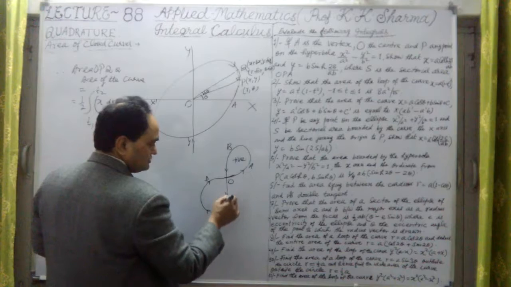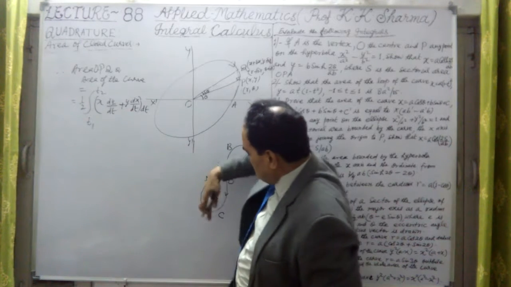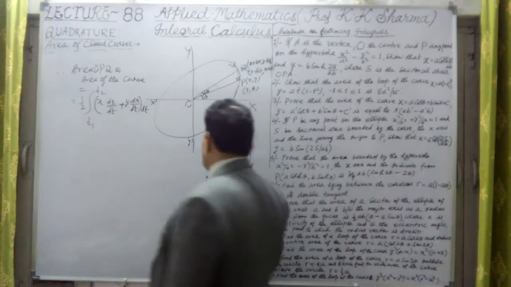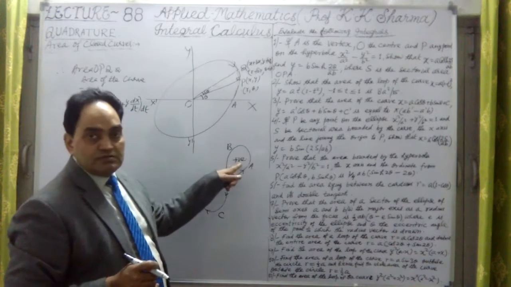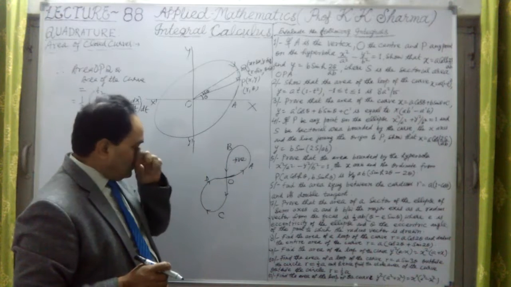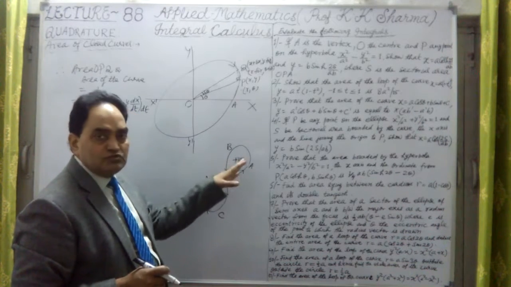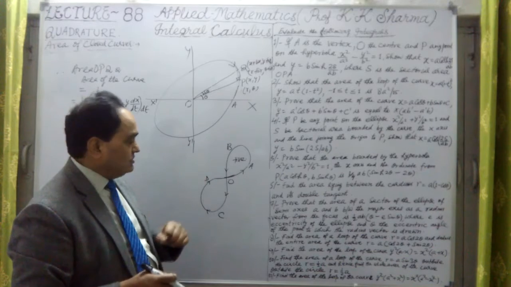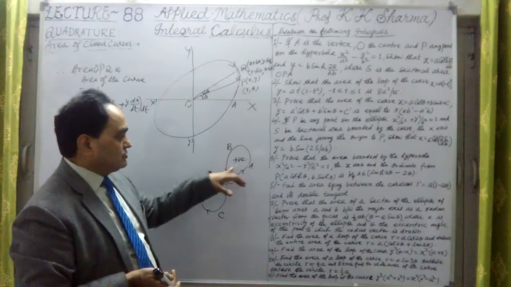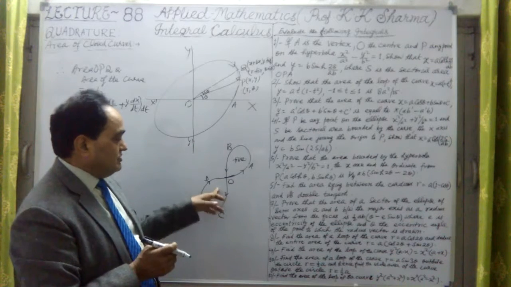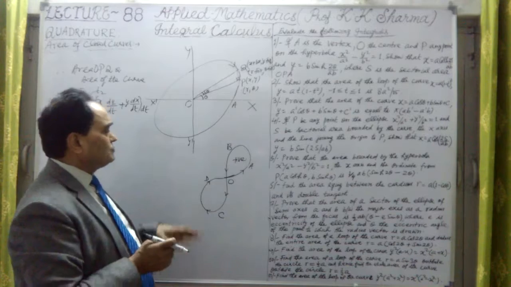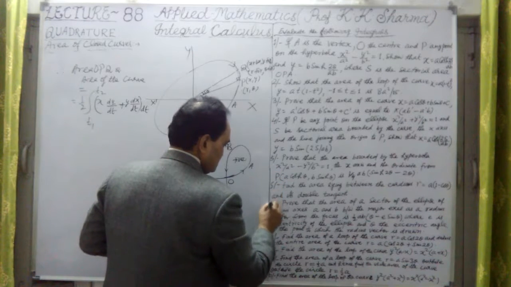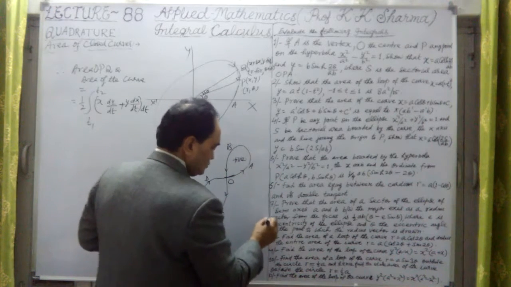Now when the observer moves to this side, this area is lying in the right hand side of the observer, so this is negative. So the total area will be the difference of these two. We find the two areas separately, and after that we add them. If the sign is negative, then the negative sign will be kept, that is, we subtract the second one from the first one. This is the process of finding the area of closed curves.